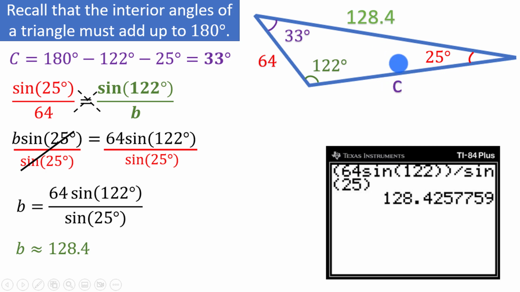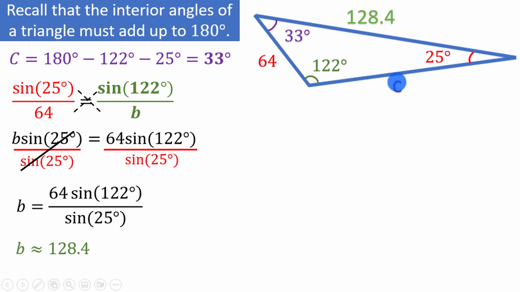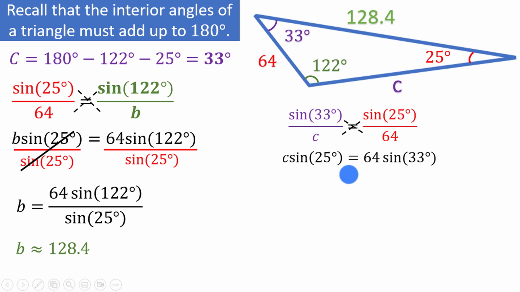The last thing we need to solve for is lowercase c. We can use the same idea. We know that sine of any angle divided by the side opposite is equal on any triangle. So that means that sine of 33 degrees divided by the side opposite, which is lowercase c, must be equal to sine of 25 degrees divided by 64. Instead of using sine of 25 degrees divided by 64, I could have also used sine of 122 degrees divided by 128.4. I prefer to use this value because the 128.4 is rounded, and none of the values here are rounded. Once again, we can cross multiply so that we get c times sine of 25 degrees is equal to 64 times sine of 33 degrees.